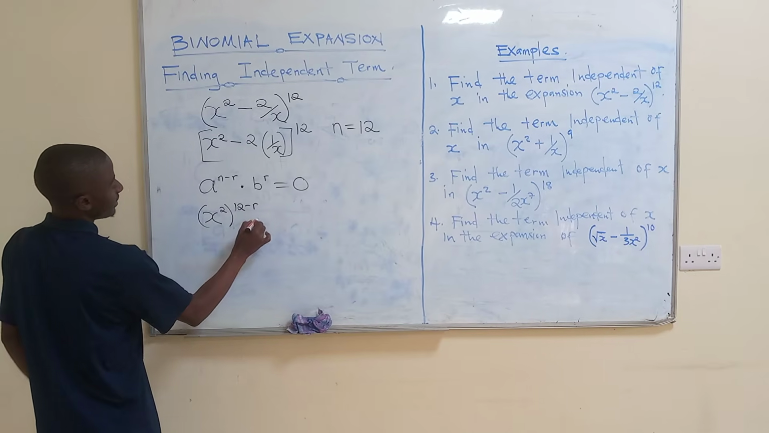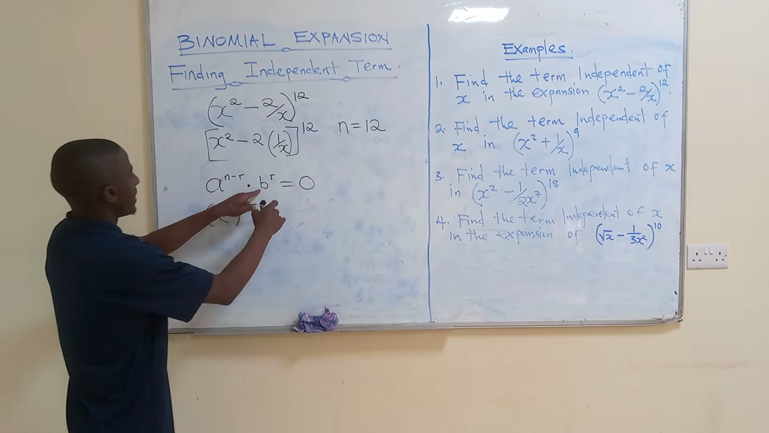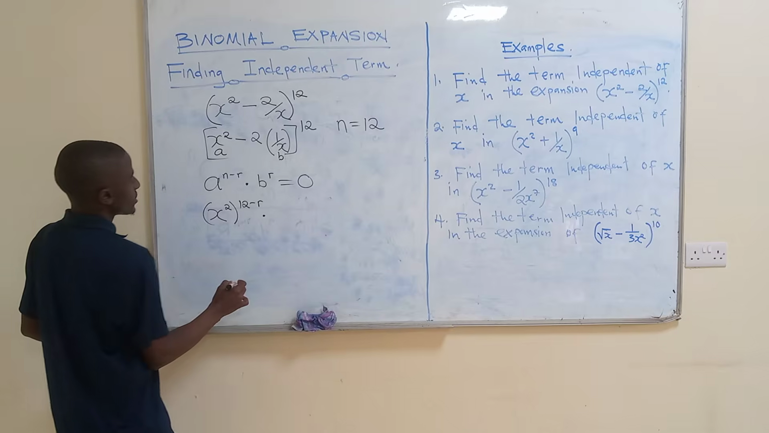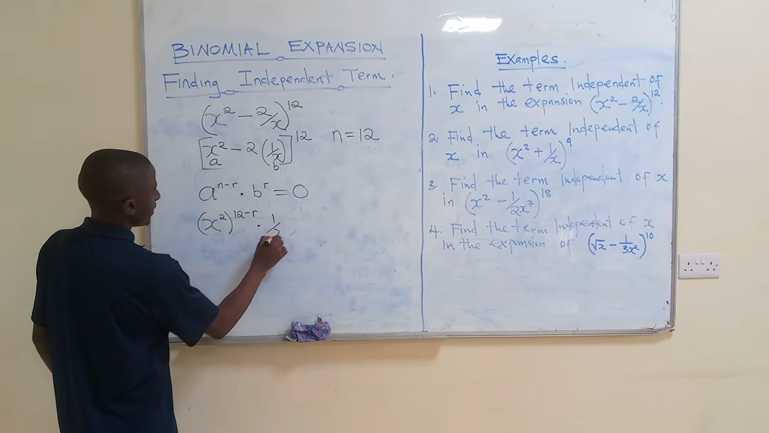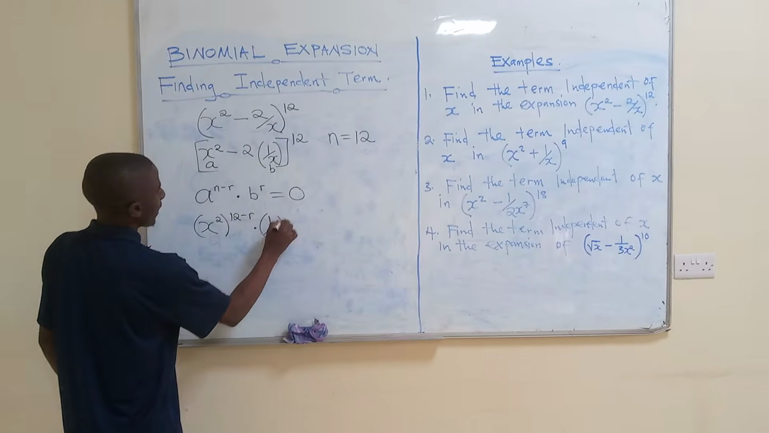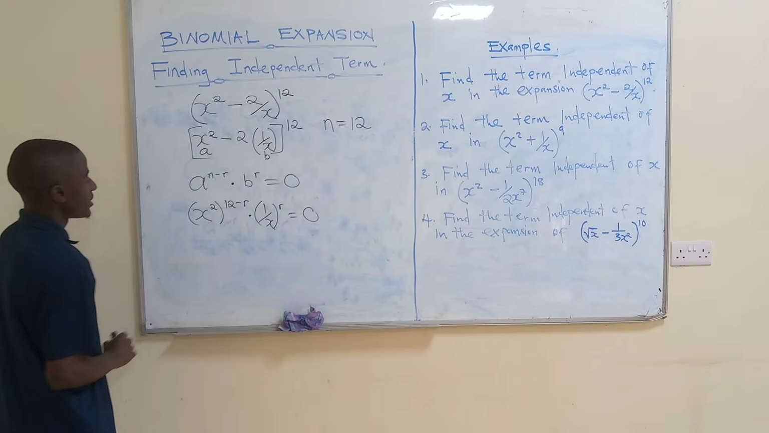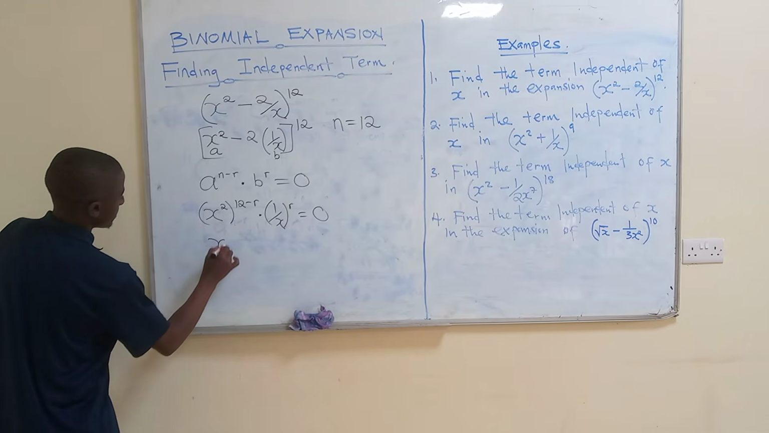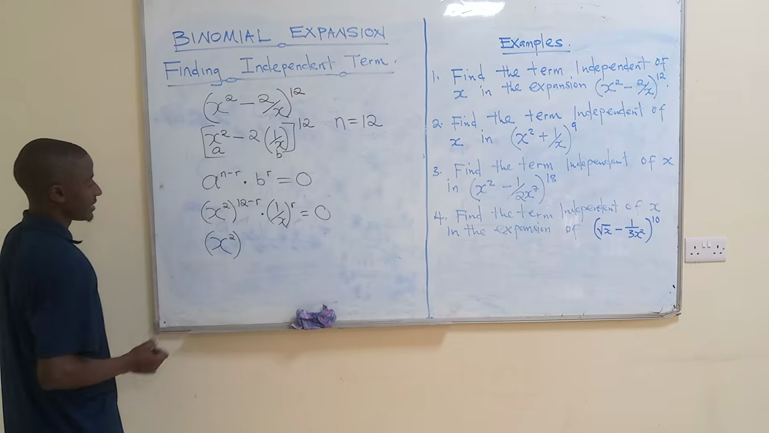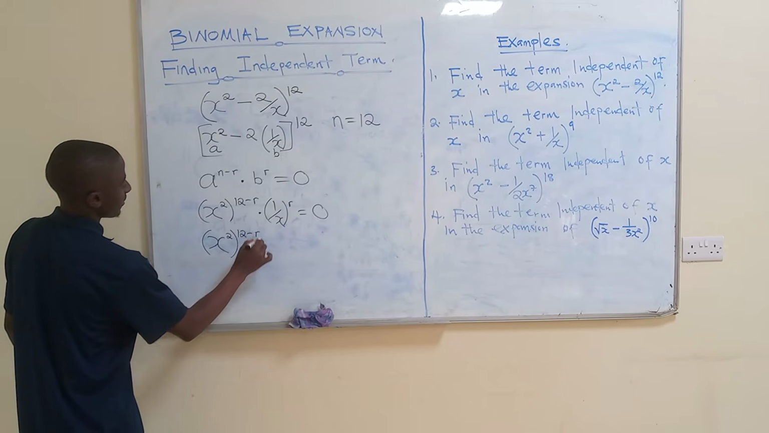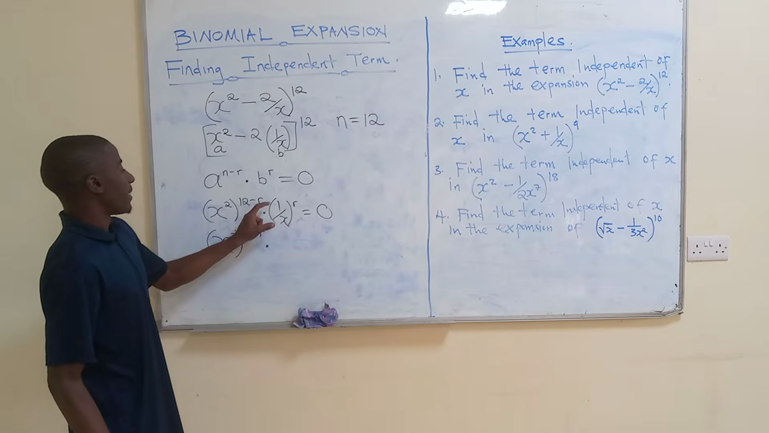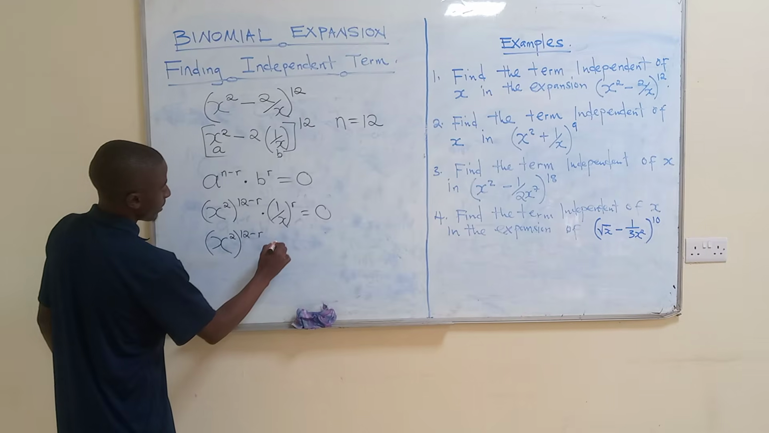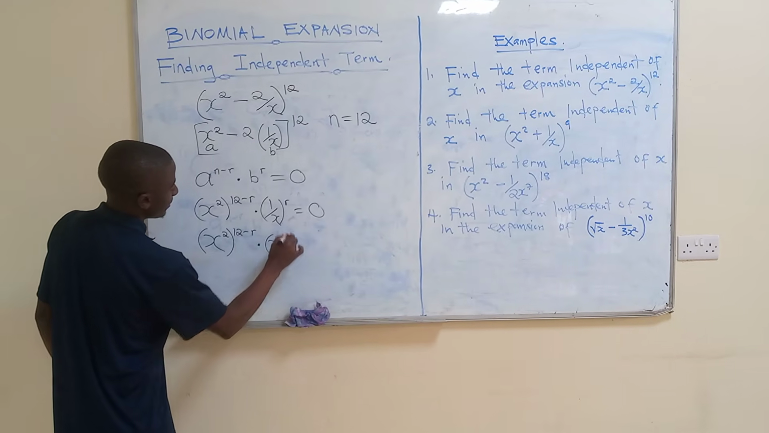minus r. What is b? The value of b is the entire thing. So this is a, this is b. So my b, that is 1 over x, to the power r is equal to 0. From there, this power is being multiplied with everything. Let me first rewrite: that is x squared to the power 12 minus r, multiplied by, under rules of indices, 1 over x is the same as x to the power negative 1, to the power r is equal to 0.